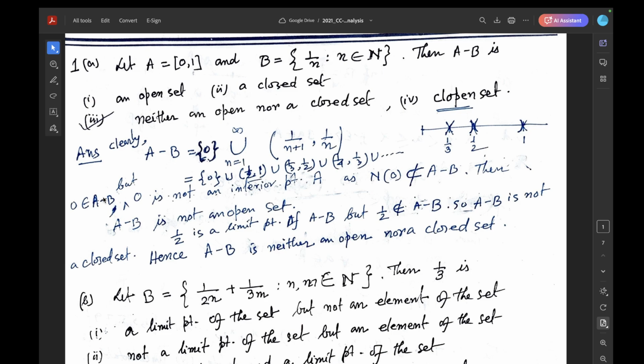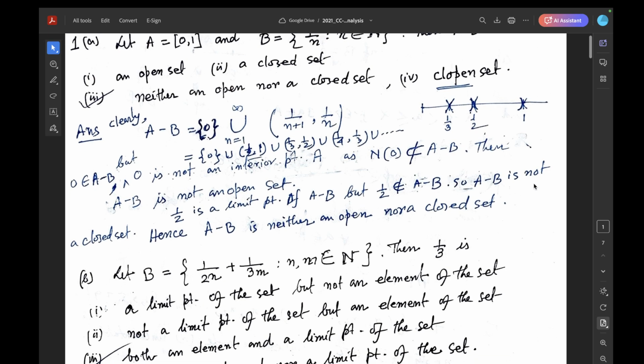Now 0 belongs to the set A minus B, but 0 is not an interior point of the set A minus B, because any neighborhood of 0 is not a subset of A minus B. So A minus B is not an open set. Clearly, 1/2 is a limit point of the set A minus B, but 1/2 does not belong to A minus B, so A minus B is not a closed set. Hence, A minus B is neither an open nor a closed set.